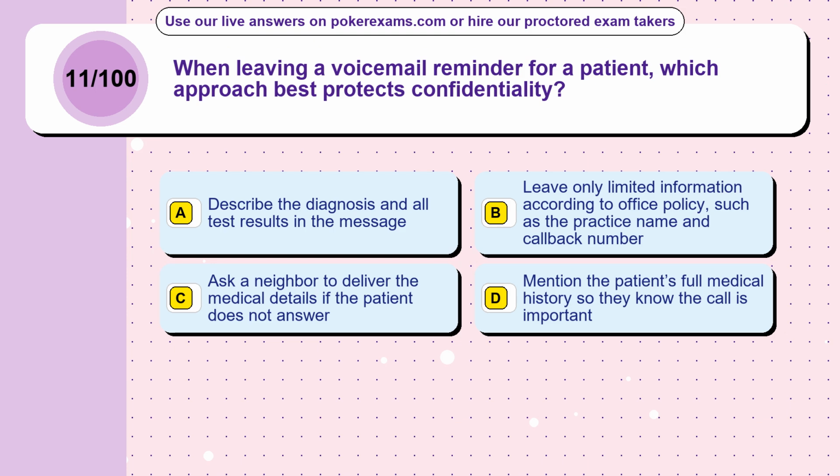Question 11. When leaving a voicemail reminder for a patient, which approach best protects confidentiality? Option A, describe the diagnosis and all test results in the message. Option B, leave only limited information according to office policy, such as the practice name and callback number. Option C, ask a neighbor to deliver the medical details if the patient does not answer. Option D, mention the patient's full medical history so they know the call is important.